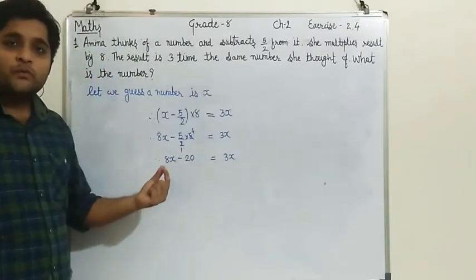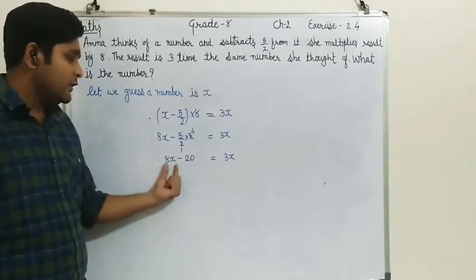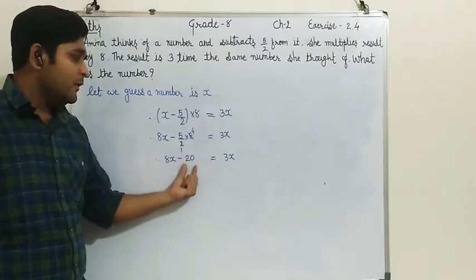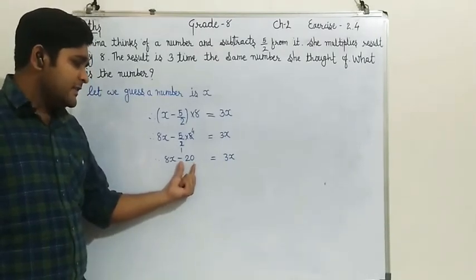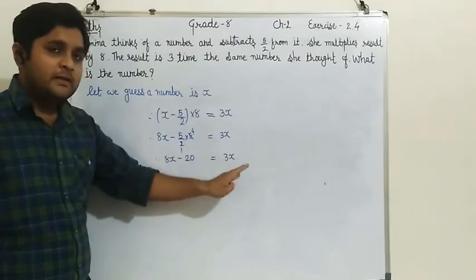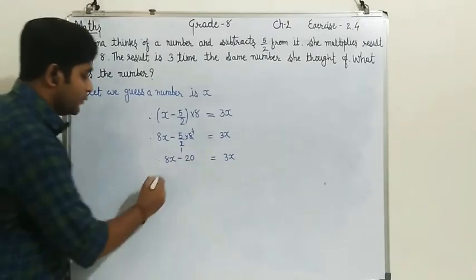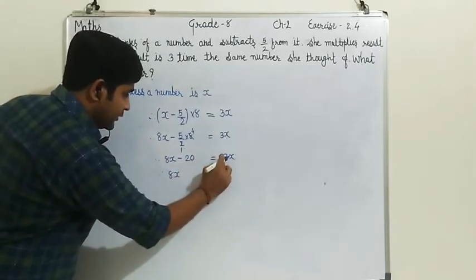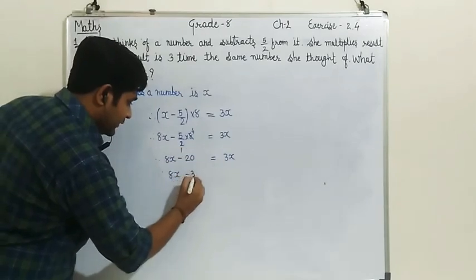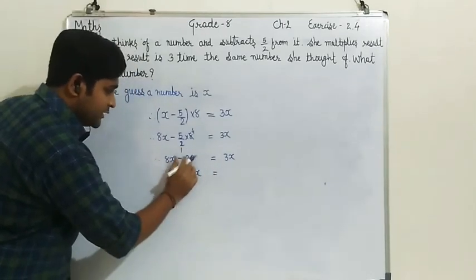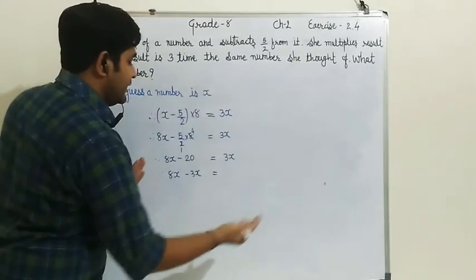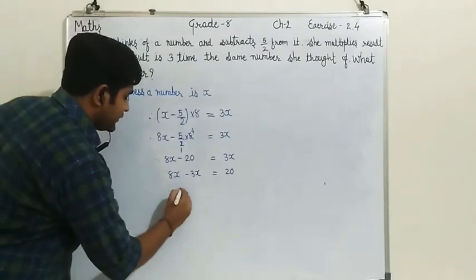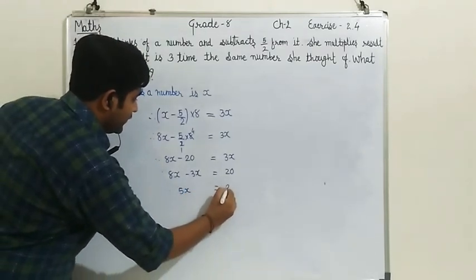Now here we want to find the value of x. So 8x is over here. This 3x is coming to the left hand side, so it becomes minus 3x. And this minus 20 is going to the right hand side, so it becomes plus 20. Okay, I am doing both operations together. So 8x minus 3x, and this minus 20 together going to the right hand side becomes 20. So 8x minus 3x is 5x, equal to 20.